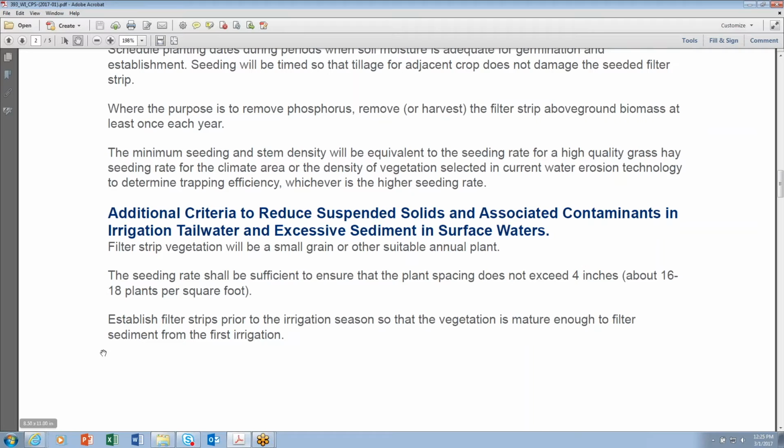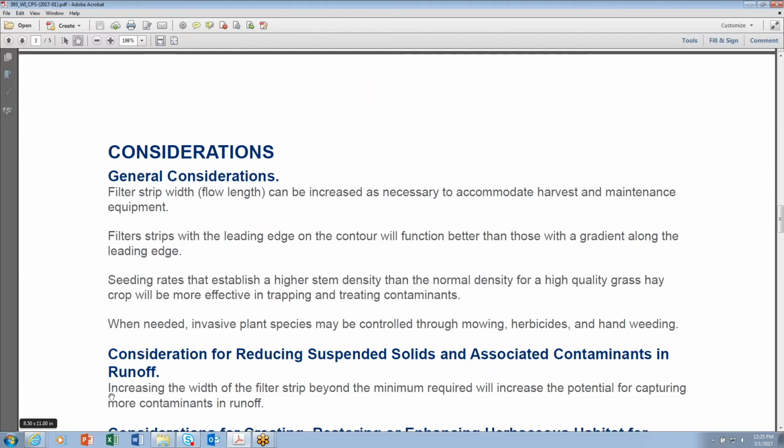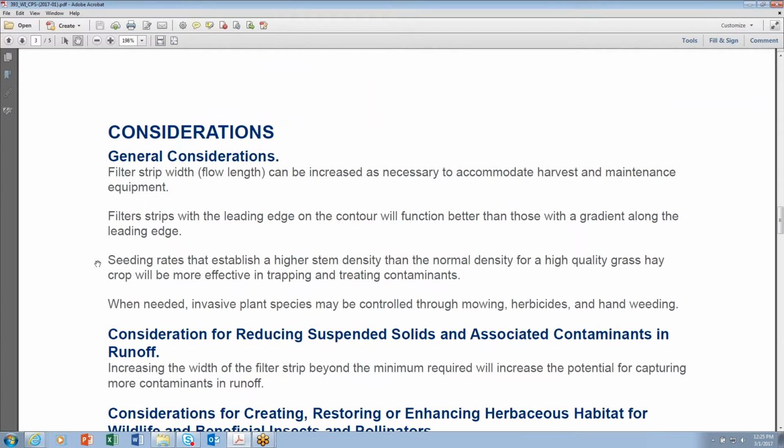handling this. So filter strips prior to irrigation season, establish them before the irrigation season so that the vegetation is mature enough to filter sediment. That goes without saying. So some of this is pretty common sense, and that 342 standard will definitely help you.